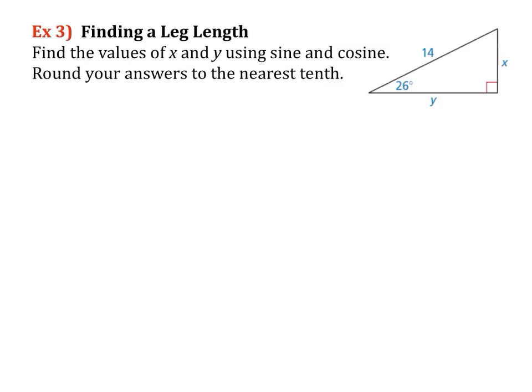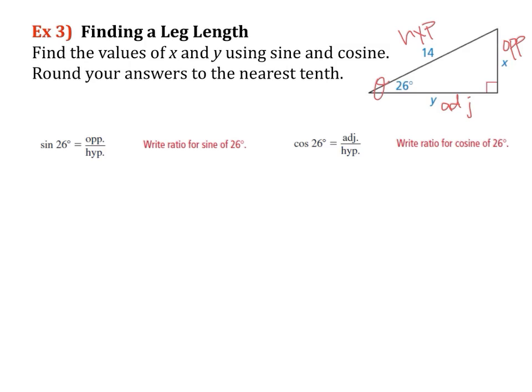All right, let's find leg lengths of the following 26-degree angle that we're given. So we put my theta symbol right there. All right, so we're looking for opposite and adjacent. And then we're given the hypotenuse. So labels are important. All right, so we'll have two setups.